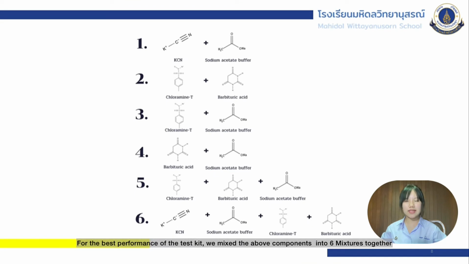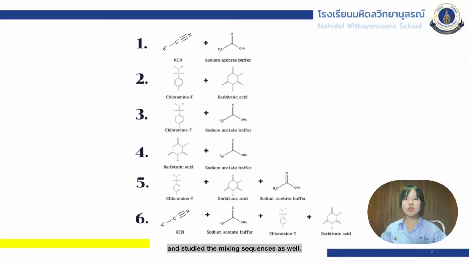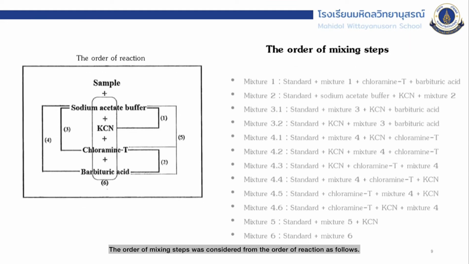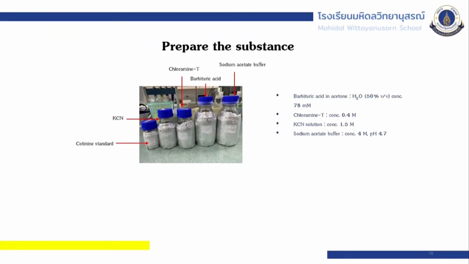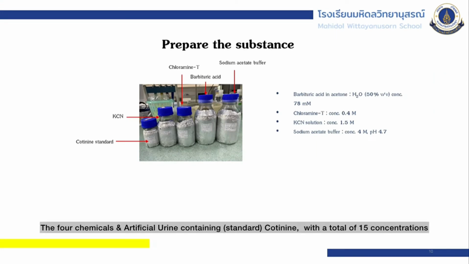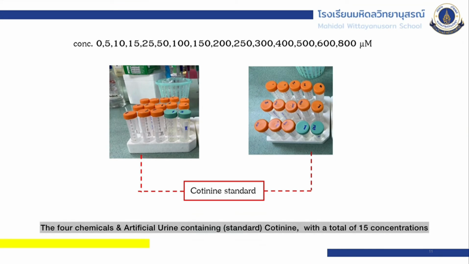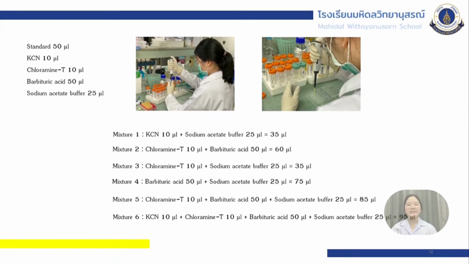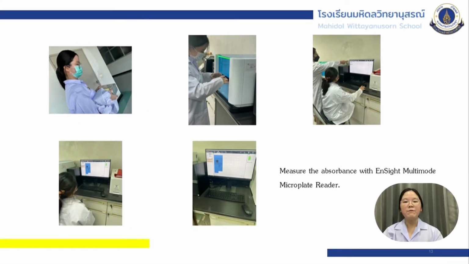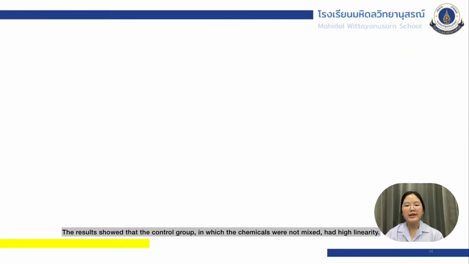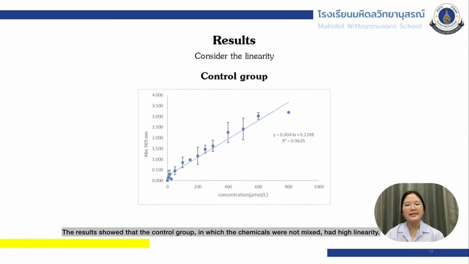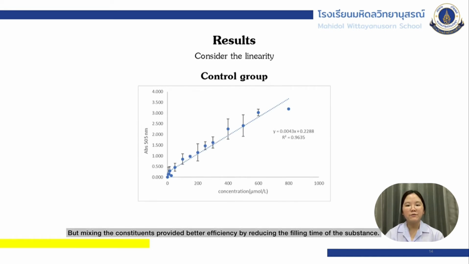For the best performance of the test kit, we mixed the above components into 6 mixtures and studied the mixing sequences as well. The order of mixing steps was considered from the order of reaction as follows. For the experimental method, the first step was to prepare the substances. We prepared the 4 chemicals as well as artificial urine containing cotinine, with a total of 15 concentrations. Next, we measured the absorbance of each mixture with a microplate reader. The results show that the control group, in which chemicals were not mixed, had high linearity, but mixing the constituents provides better efficiency by reducing the filling time of the substance.